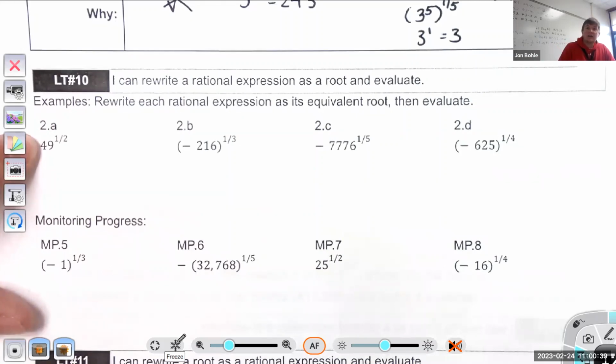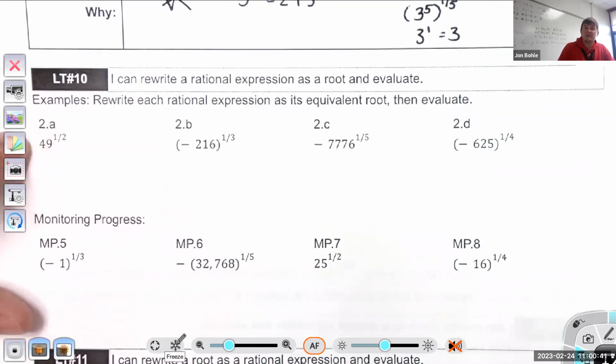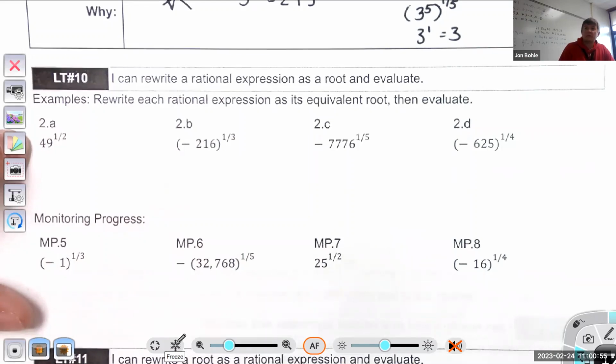Okay, so Tyson, what is this? How would I rewrite this as a root? Brandon, how would I rewrite this as a root? RJ, how would I rewrite this as a root? I would maybe take the hint.